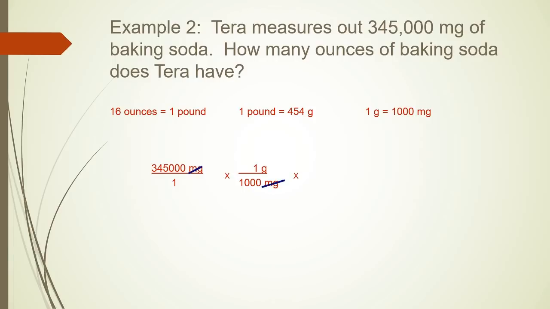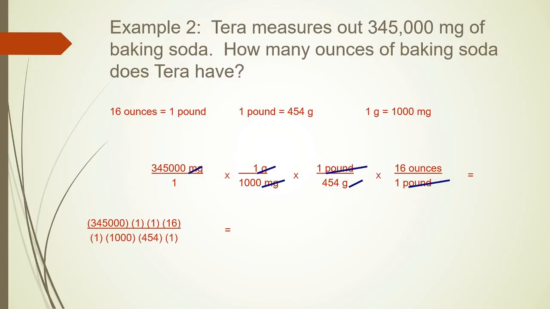So now I need to use my pound equals 454 grams. I got two different reciprocals, so I need to line it up. I want grams on the bottom, so the grams cancel out. And now I'm in pounds. All right, well, in 1 pound, there's 16 ounces. I put pound on the bottom again, so that pounds cancel out. And now I have ounces.